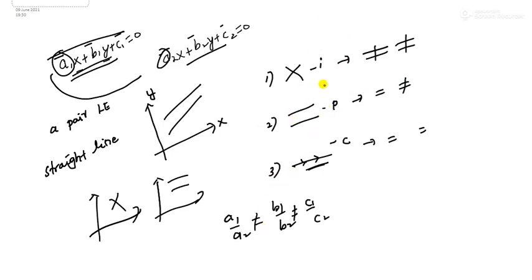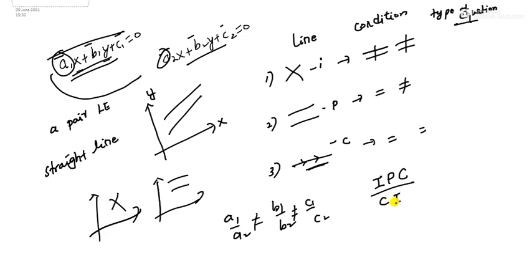Now you have to remember one more thing. So these are the lines, and these are the conditions. I hope you have noted them down. I will tell you a trick. Now the type of equation: whether it is dependent, consistent, or inconsistent. I have written here IPC. Below that, just write CID. I hope you can remember this.